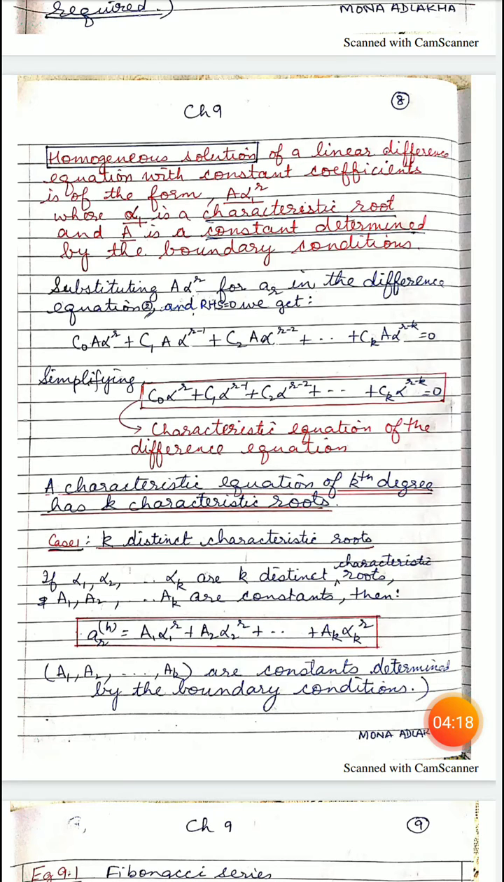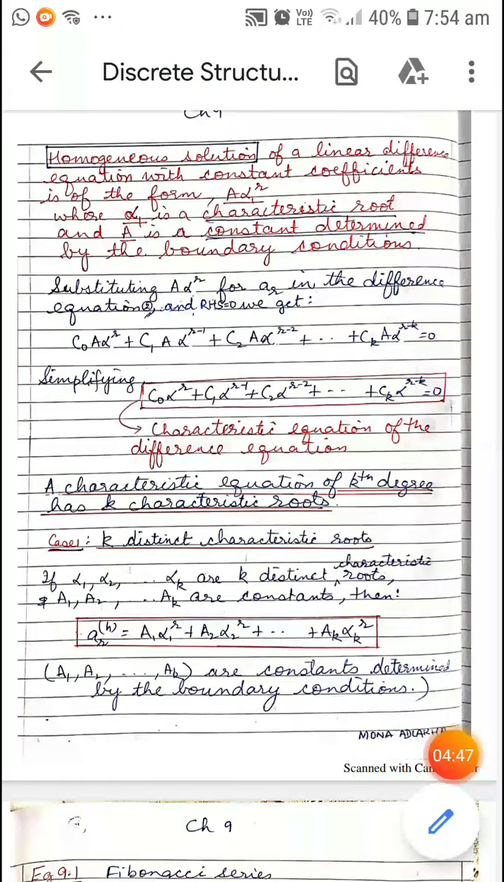Okay, now the thing is, once you have found the characteristic roots, are they k distinct roots, or are they some roots which are duplicate? For example, if I have a difference equation of order 2, that means I will get 2 roots. Now if the 2 roots are 1 and 2, then these 2 roots are 2 distinct roots.